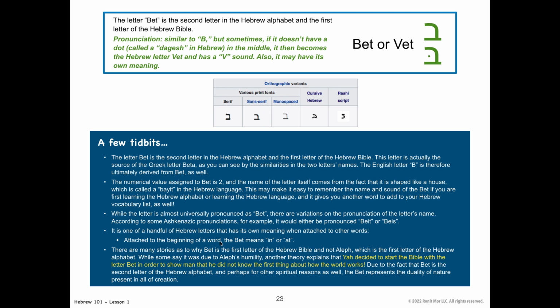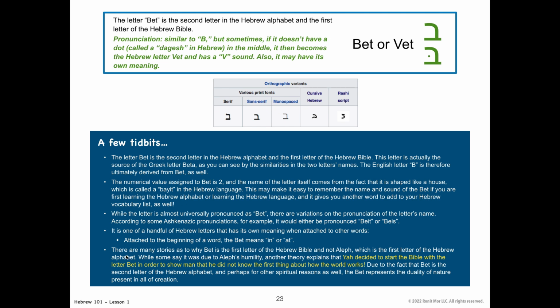It is one of a handful of Hebrew letters that has its own meaning when attached to other words. Attached to the beginning of a word, the Bet means in or at. Okay? So, for example, Beit is a house. If we say Beit, we are saying in the house.